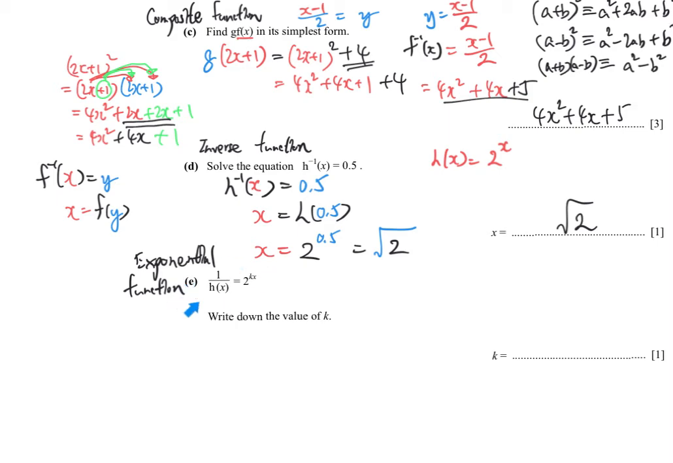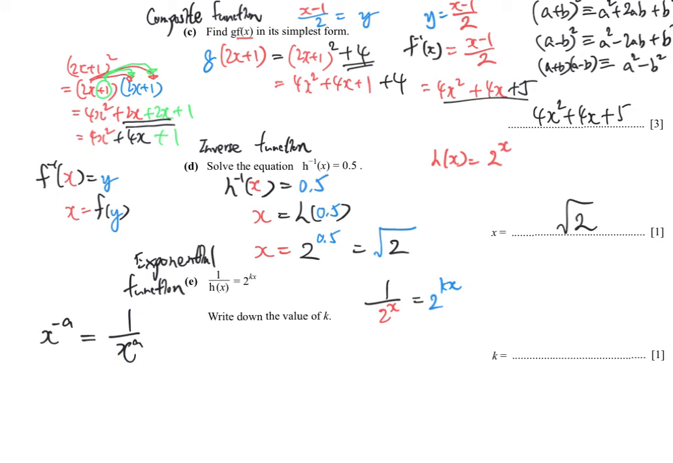And then we come to part E. I will define it as an exponential function question. So you just substitute the h of x into the equation first. So you will have 1 over h of x, which is 1 over 2 to the power x, equal to 2 to the power kx. So for this question, you need to think about the index thing first. So remember, for x to the power negative a, we can put it to the denominator with the numerator as 1. So this one will equal 1 over x to the power a, right?